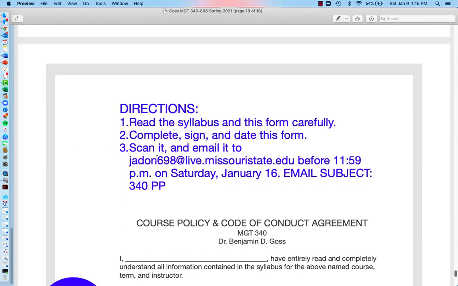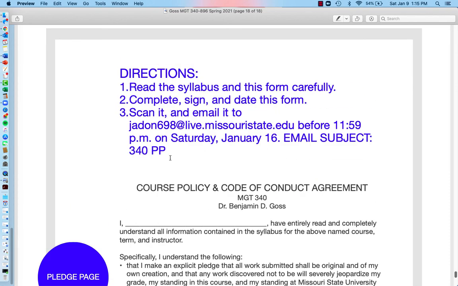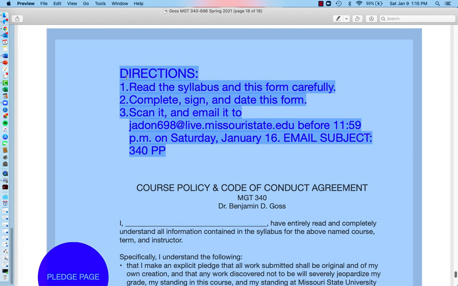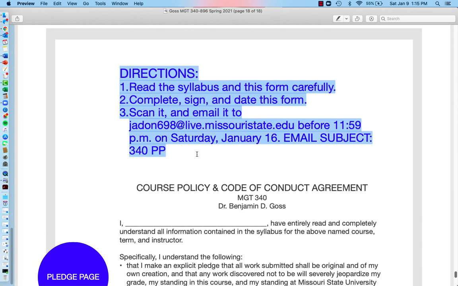The last page is the pledge page. Now you'll notice, and somehow some people missed this entirely over the course of the last previous semester or two. Read this syllabus and this form carefully. I want you to complete it and sign and date it, and then scan it and email that to my graduate assistant before 11:59 p.m. on January 16th. Otherwise, you and I are going to have a very unpleasant encounter via email, so make sure that you do that for me.